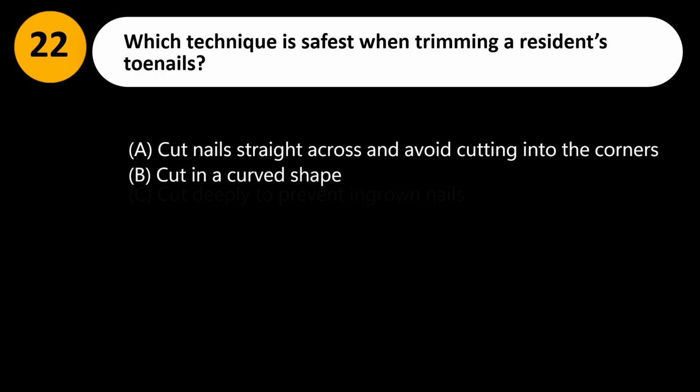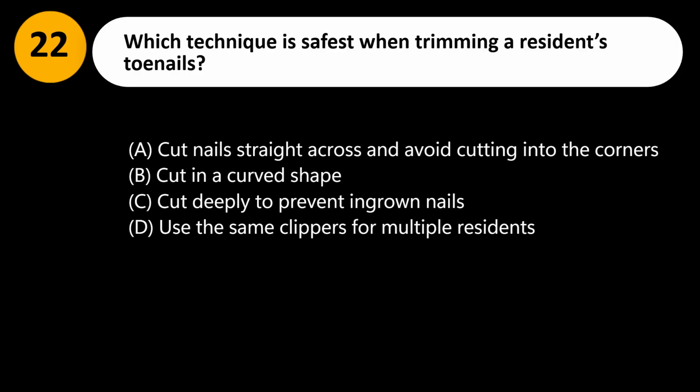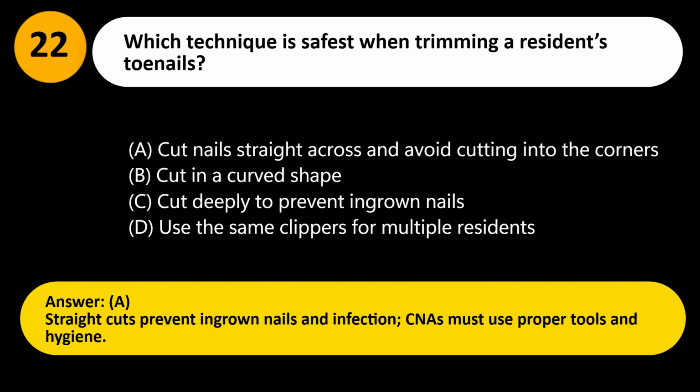Which technique is safest when trimming a resident's toenails? A. Cut nails straight across and avoid cutting into the corners. B. Cut in a curved shape. C. Cut deeply to prevent ingrown nails. D. Use the same clippers for multiple residents. Answer: A. Straight cuts prevent ingrown nails and infection. CNAs must use proper tools and hygiene.